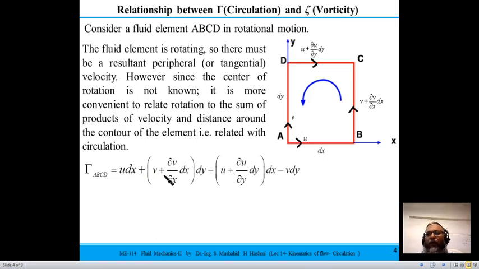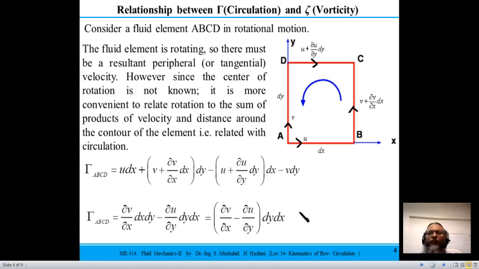For example, as we know, u dx and this minus u dx can cancel out. Similarly, v dy and this minus v dy part can be cancelled out. So I have just made a simplification here. So we end up with this part, and what we end up with here is actually the thing that is responsible for circulation: not the magnitude of the velocities, but the gradient of the velocities.